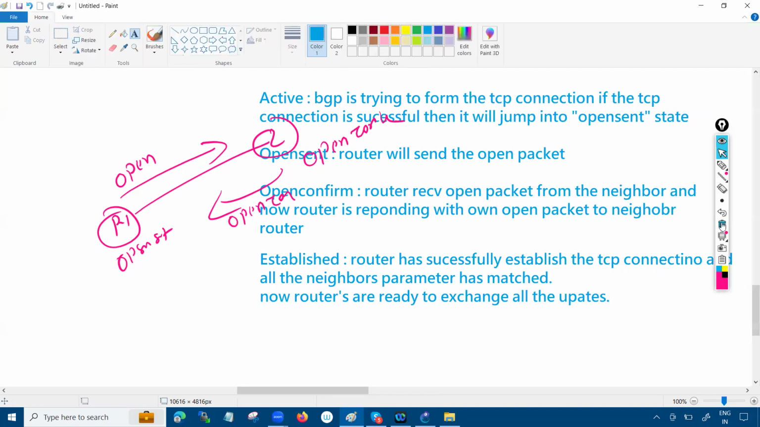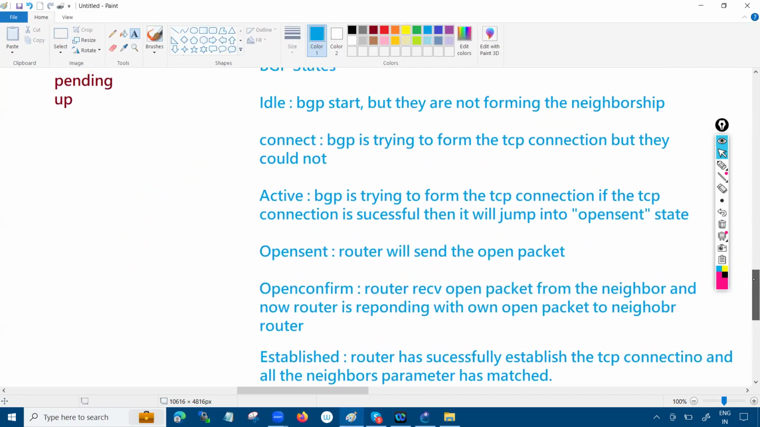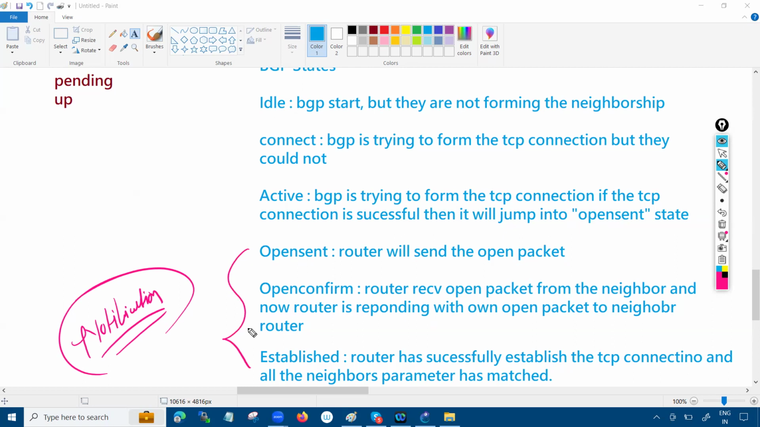If any issue is happening from either the established state or open confirm state, for any reason, if you get the notification packet, the notification packet means they will just notify that there is an error. So in any state, if you see the notification packet, it will immediately jump to the idle state. And from idle, it will again try to do the connect and active states.